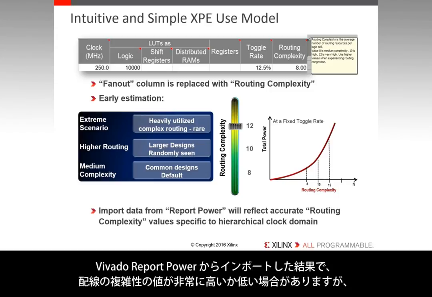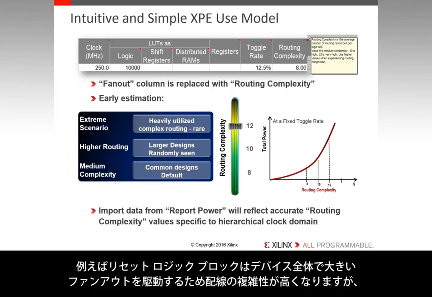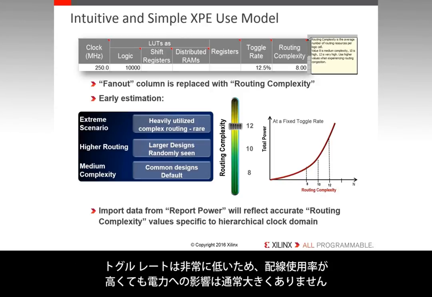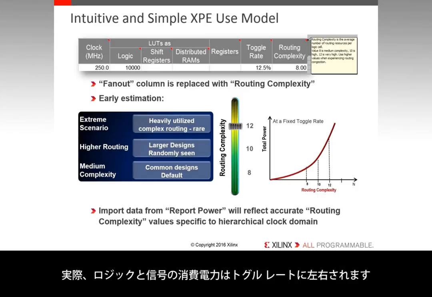In the imported results from Vivado Report Power, you might observe very high or very low routing complexity values, which exactly represent the complexity severity of specific logic in the implemented design. For example, the reset logic block can have higher values since it drives larger fan-outs across the device. However, the toggle rates on those nets are very low and thus do not generally have a larger contribution to power, even though they have a high routing usage. Really, the toggle rate decides the amount of power burnt on those logic and signals.